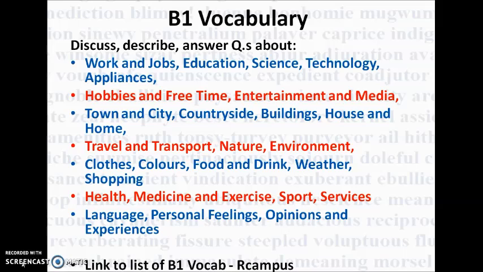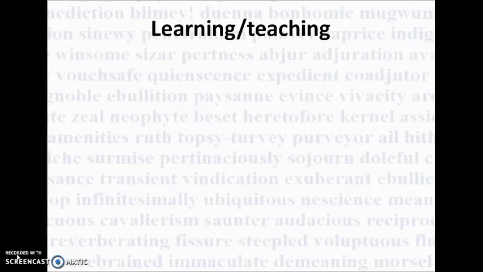The B1 lexicon, or group of words you should know at B1 level, contains about 2,000 words. On our campus, I uploaded a link to the official list of words provided by Cambridge English Language Assessment, so check it out. And finally, I'd like to offer you a few tips for learning and teaching vocabulary.